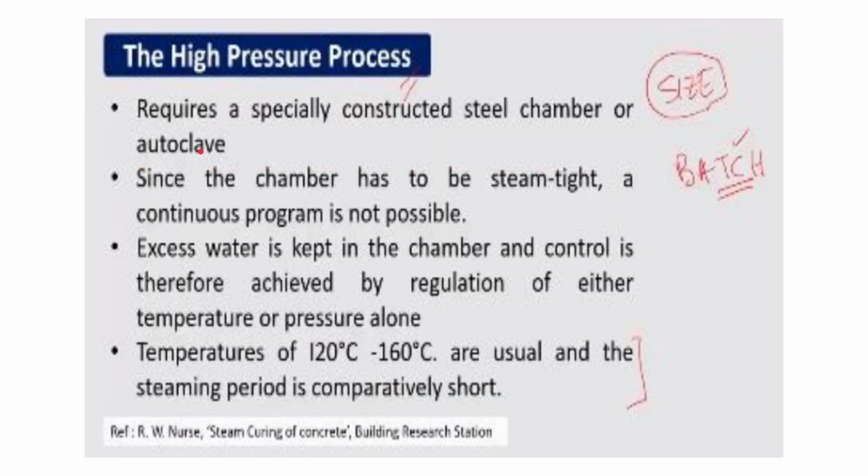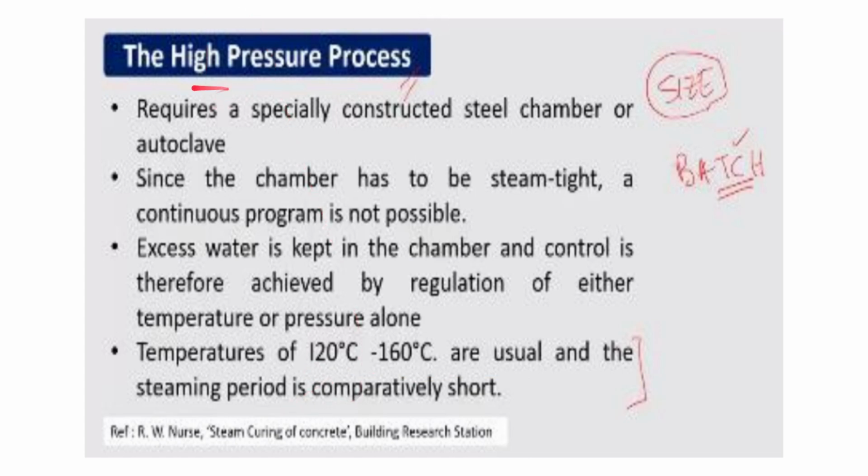So the high pressure process requires a specially constructed steel chamber or autoclave. Since the chamber has to be steam tight, a continuous program is not possible, because we have to move, shift and remove items. Except water is kept in the chamber, and control is therefore achieved by regulation of either temperature or pressure alone. Temperatures of 120 to 160 degrees centigrade are usual, and the steam period is comparatively short.